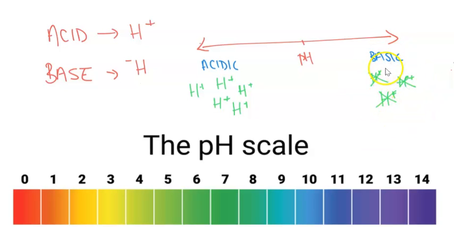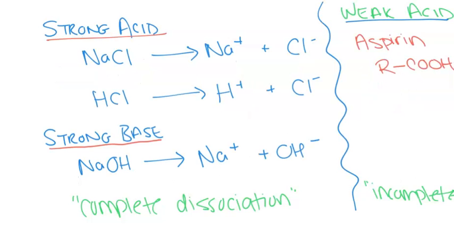That side means that there are no hydrogen ions. Okay, so acidic means there's lots of hydrogen. Basic means there's no hydrogen. The removal of hydrogen ions.